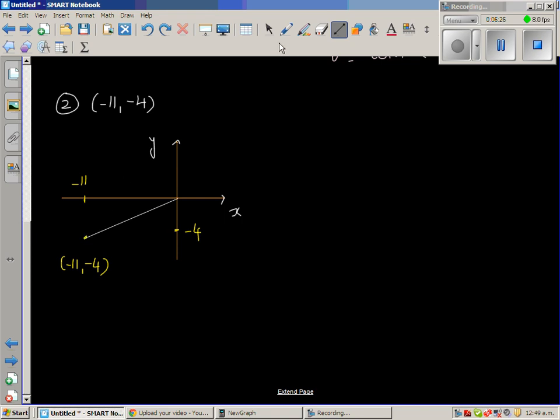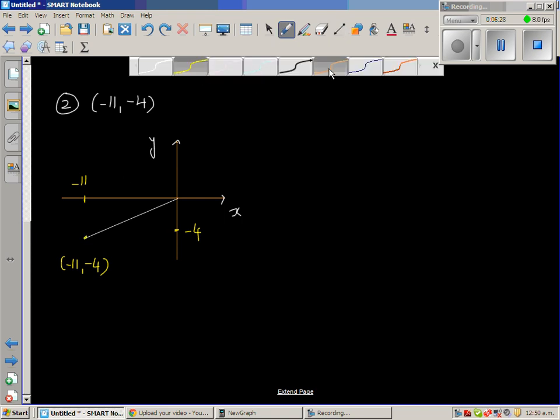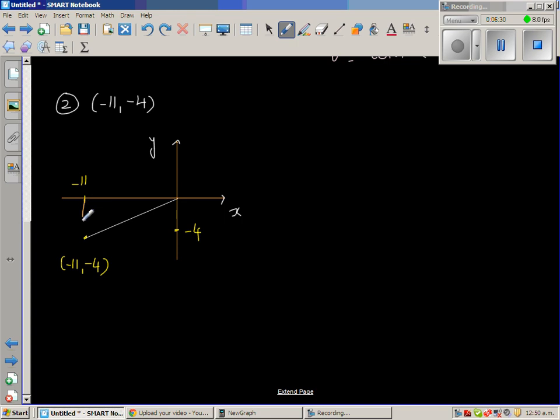So let me use a different color. This distance is 4 and this distance is 11, and we want to find the angle. So this is the angle. It's always from the positive arm of the x-axis. So this is the angle theta.